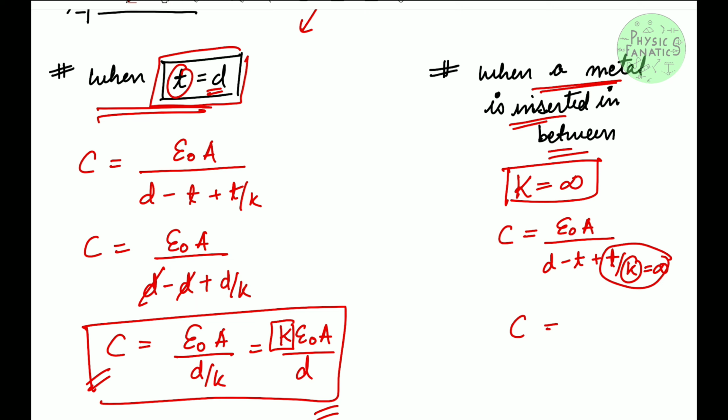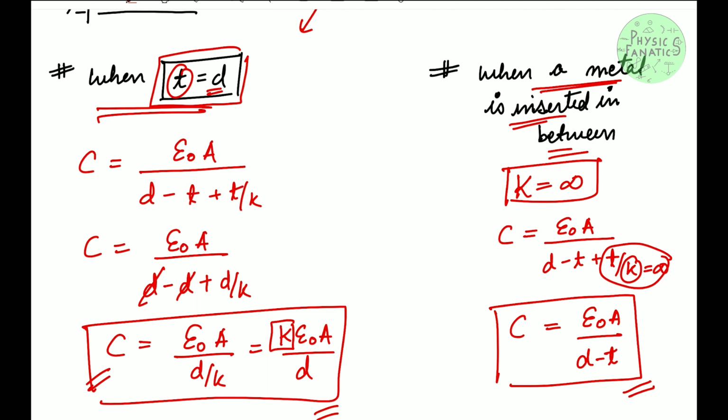Yes. So your C will finally be equal to epsilon naught times A divided by (d minus t). Again, you can see the capacitance is increased. I hope you guys can understand that. Is that a yes or no? Okay, great.